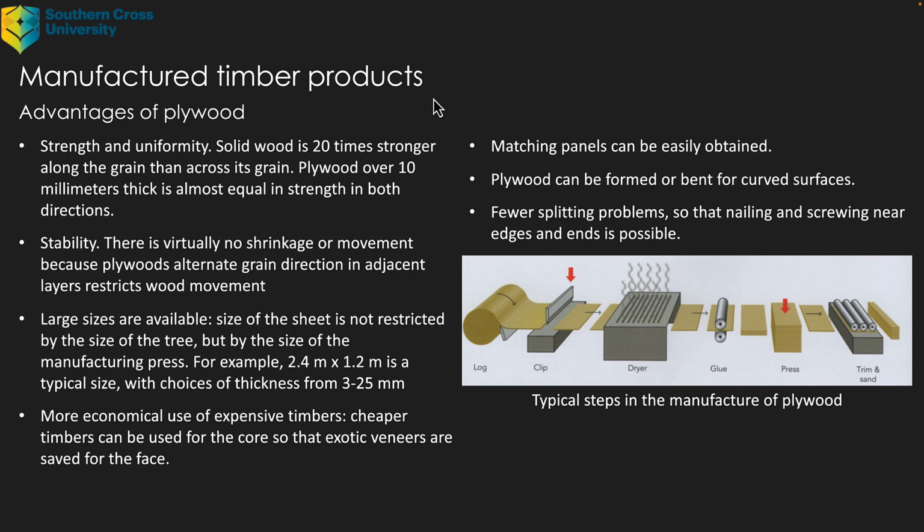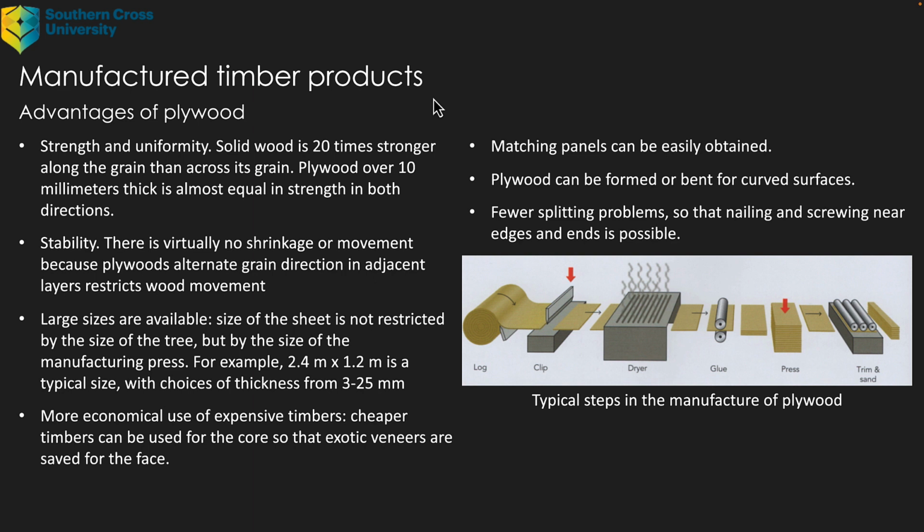Stability. So there's virtually no shrinkage or movement because plywood's alternate grain direction in adjacent layers restricts wood movement. And if you go back to what we were talking about in previous lectures, remember the difference between tangential shrinkage to radial shrinkage to longitudinal shrinkage, and you'll start to understand why plywood, even though it is still made from solid timber, doesn't move like timber does.